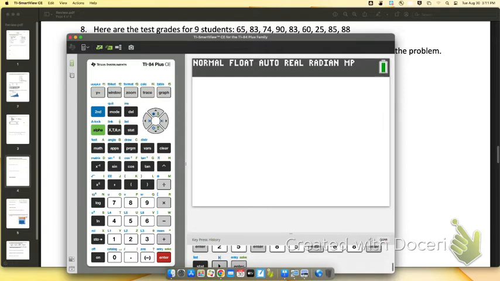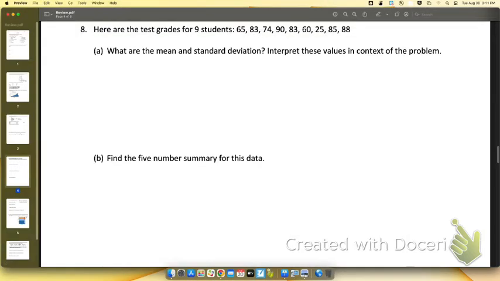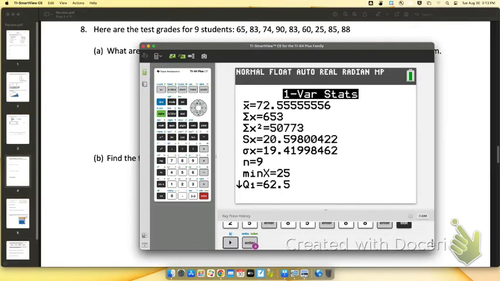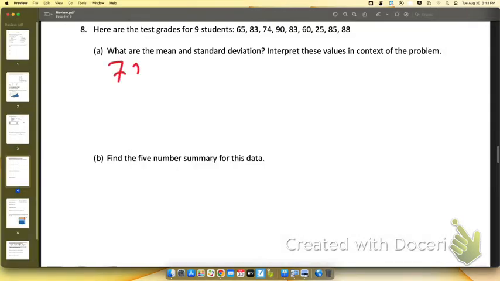then we'll hit calculate. So we can see at the very top is my mean. So the mean is at where X bar is, so 72.56. My standard deviation is where SX is, so that would be 20.598, so I can round that to 20.6. Okay, so 72.56 and 20.6. So that's my mean. And then my standard deviation, we rounded that to 20.6.